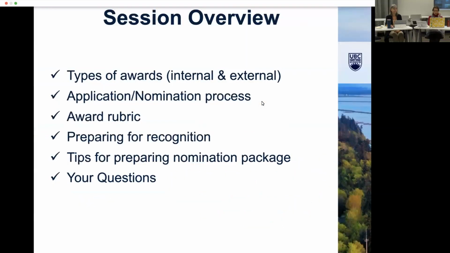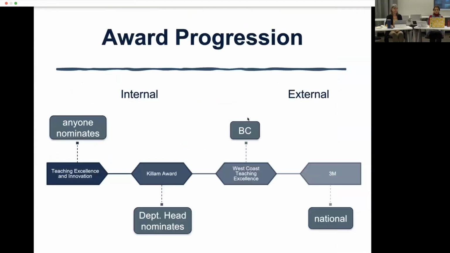So our session overview today, Janine will talk to you about the types of awards, both internal and external, that are available to instructors on our campus. A little bit about the application nomination process. Then I will break down the award rubric and also talk about preparing for recognition. And then Janine will provide some tips for preparing a nomination package. And if we haven't answered all your questions, we will definitely do that. Okay, I'll hand it over to Janine.